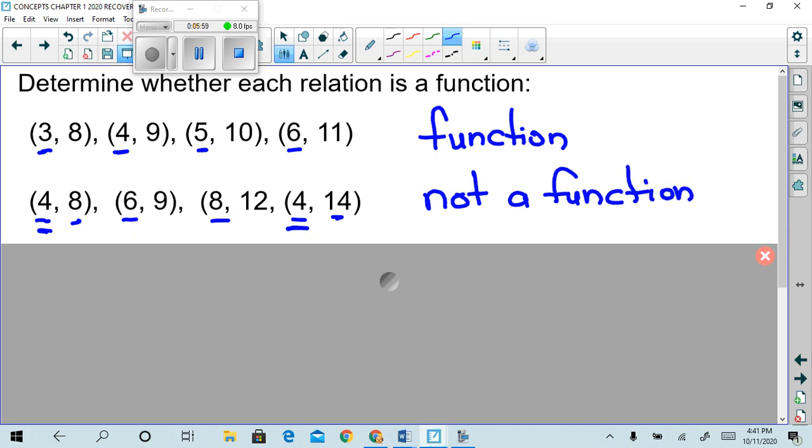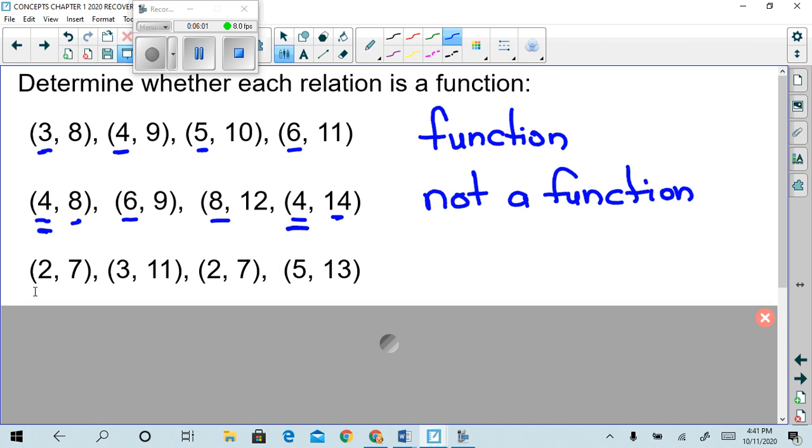Let's keep going. I have 2 is my input, 3, 2, and 5. 2 is repeated. In this one it goes to 7, and in this one it goes to 7. This is a function. It has the same output in both of those ordered pairs.